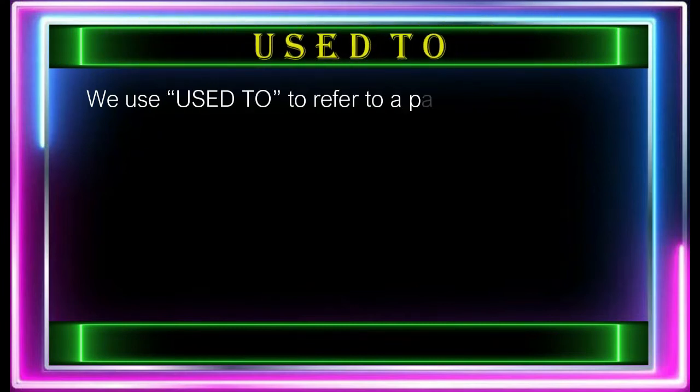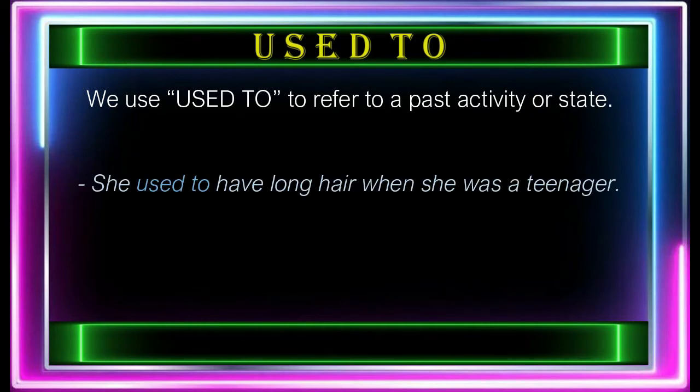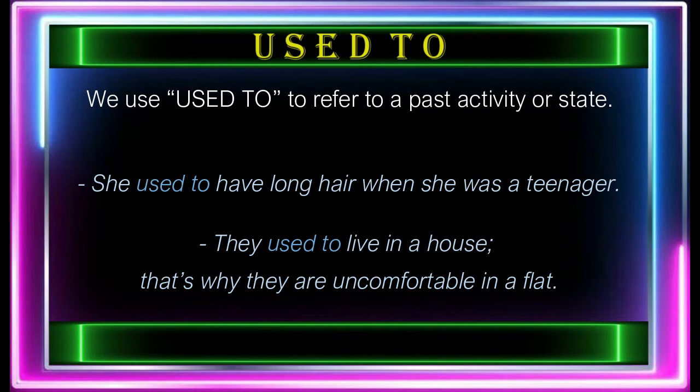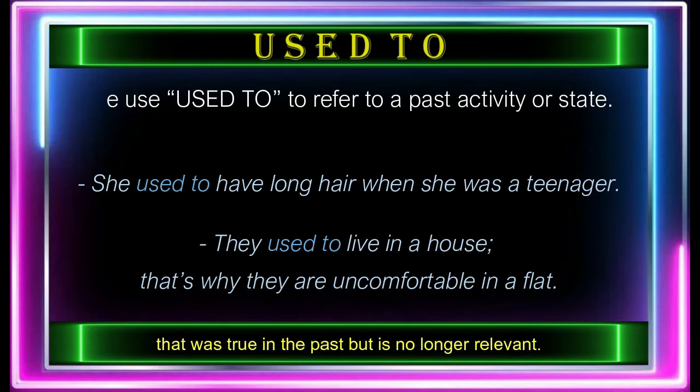We use it to refer to a past activity or state. She used to have long hair when she was a teenager. They used to live in a house. That's why they are uncomfortable in a flat. It's also used to talk about a past activity or state that was true in the past but is no longer relevant.